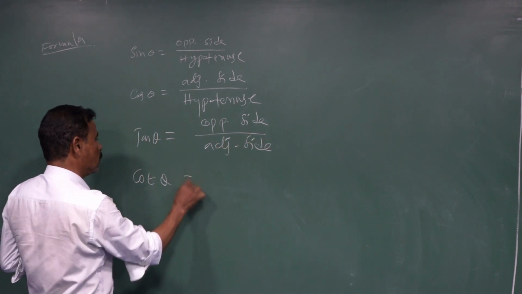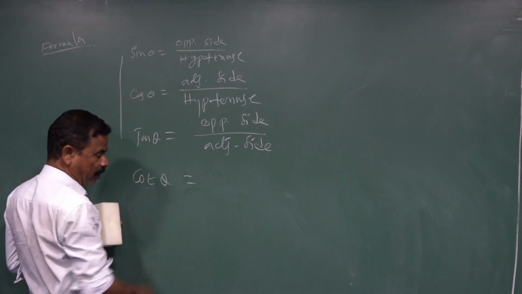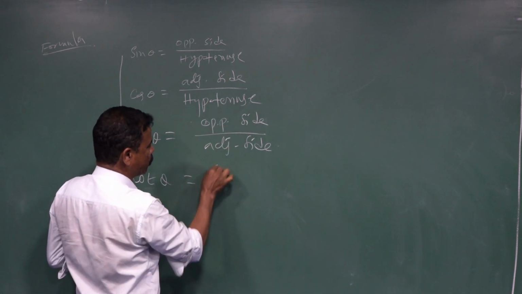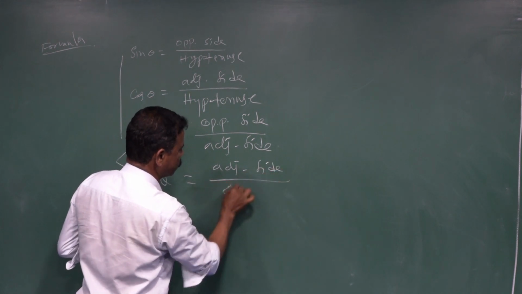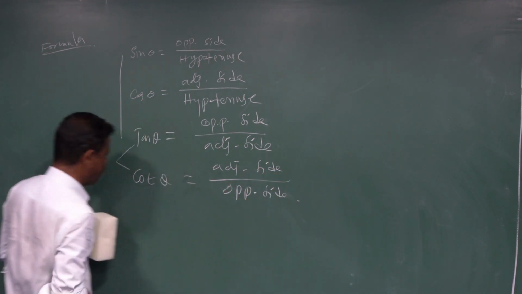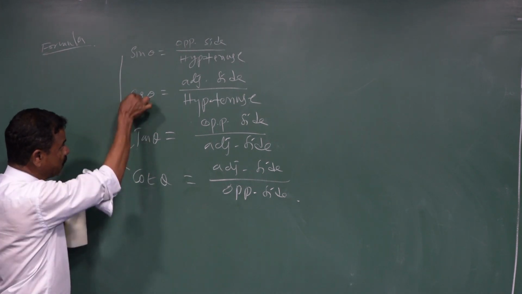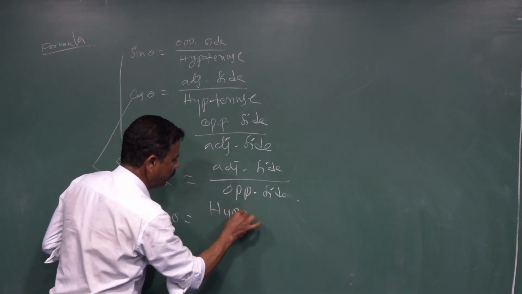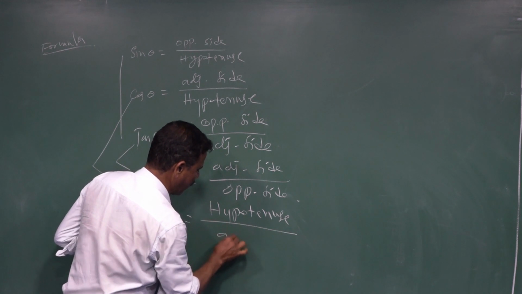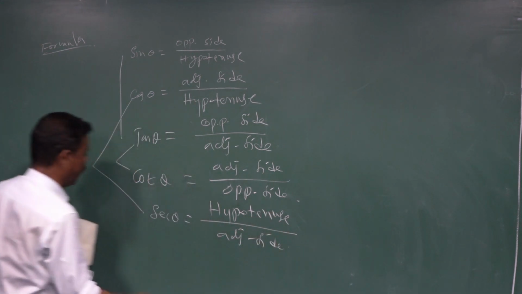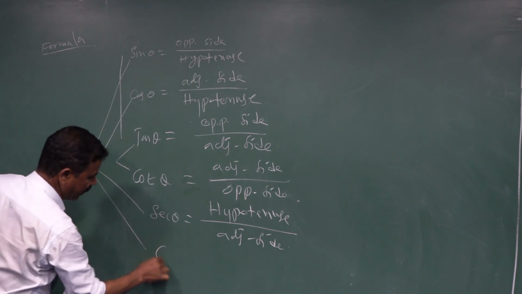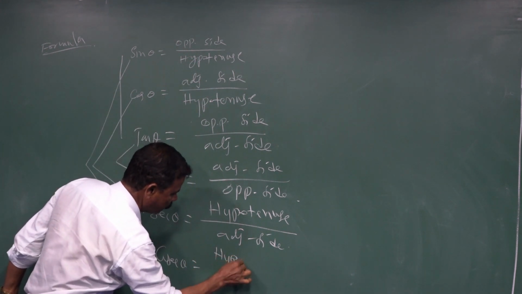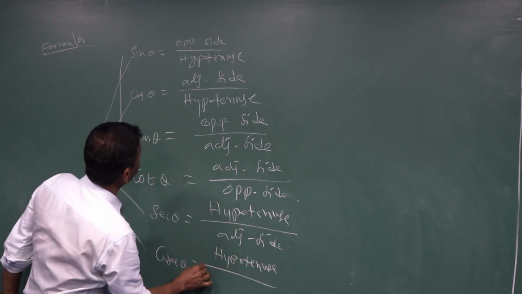The remaining three ratios are the reciprocals of the first three. The reciprocal of tan theta is cot theta, so adjacent by opposite. Next, the reciprocal of cos is sec theta, which is hypotenuse by adjacent side. Next, the reciprocal of sin is cosec theta, hypotenuse by opposite side.